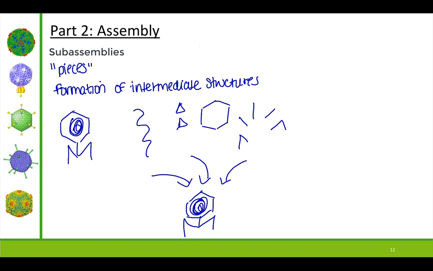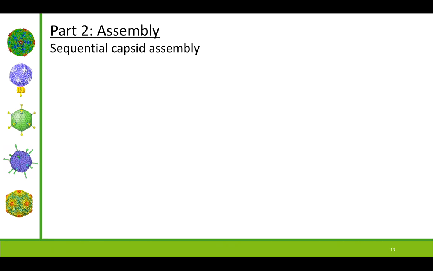Okay, so let's go ahead now and talk about some specific examples for sequential capsid assembly. The examples that we're going to talk about are poliovirus and herpes virus. For sequential capsid assembly, in terms of our rules, we can say that this is for most DNA viruses. Now, again, there are exceptions to this because, as you know, poliovirus is not a DNA virus. But this is just giving us some rules to go by.